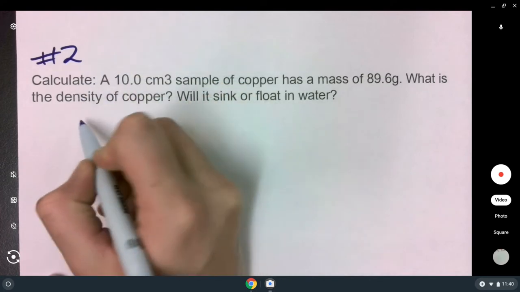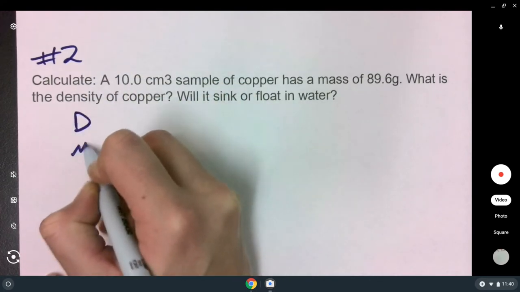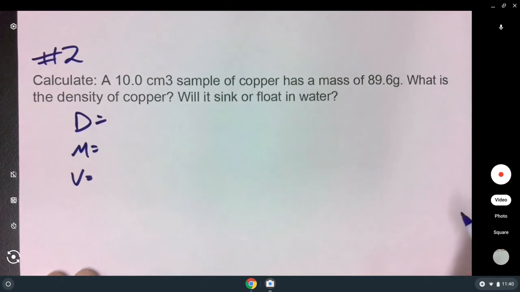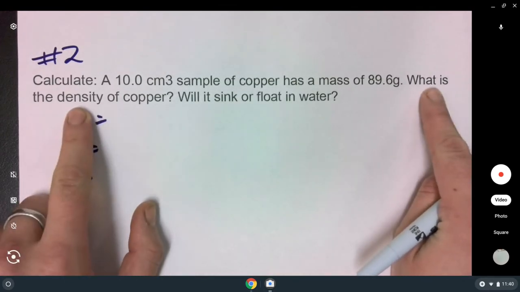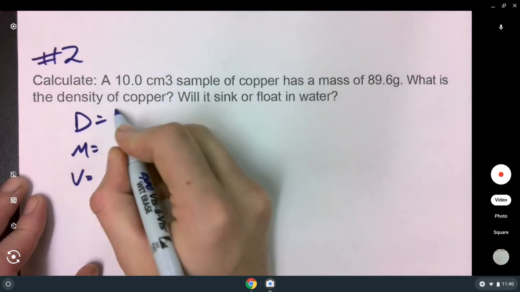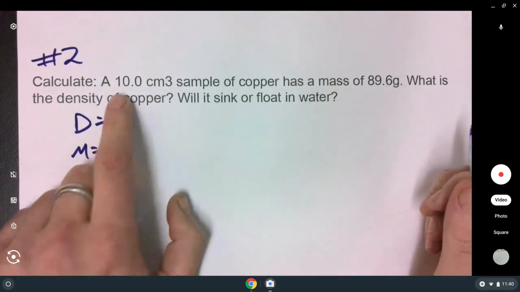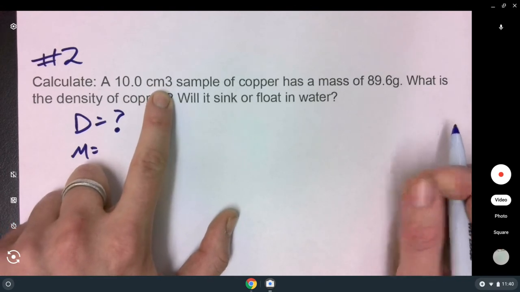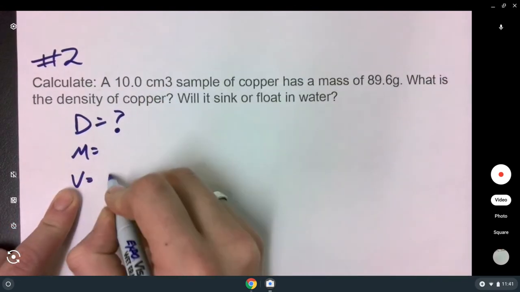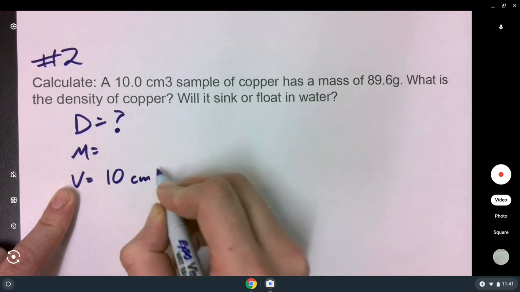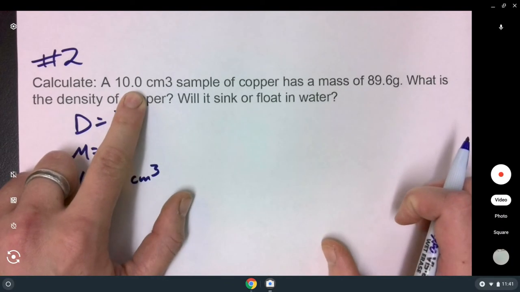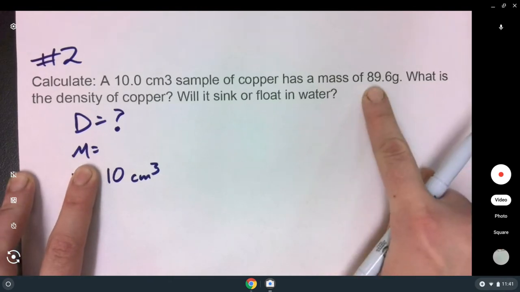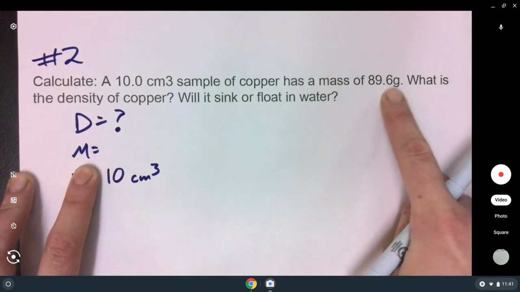So again, we're going to start with our variables, density, mass, volume, figure out what we have and what we need to find. So it says, what is the density of copper? So we know that we're solving for density. 10 centimeters cubed. Centimeters cubed is our volume unit. So volume is 10 centimeters cubed. Again, that 0.0, I don't really need that. I'm just going to leave it off. And then our mass is 89.6 grams.